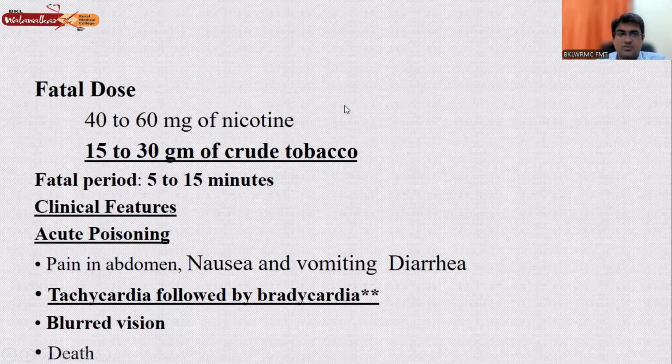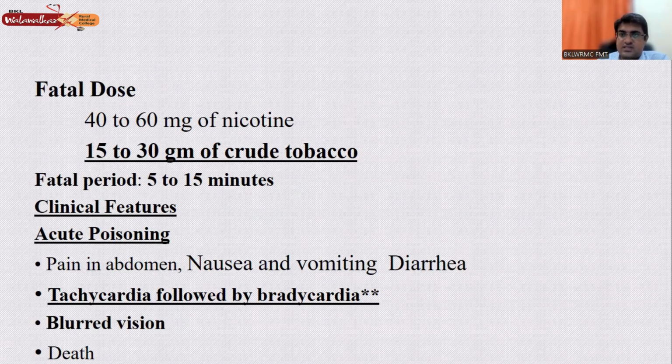Now, what is the fatal dose? 40 to 60 milligram of nicotine is fatal to the human body, and 15 to 30 gram of crude tobacco is the fatal dose. Then, what is the fatal period? 5 to 15 minutes is the fatal period of tobacco.